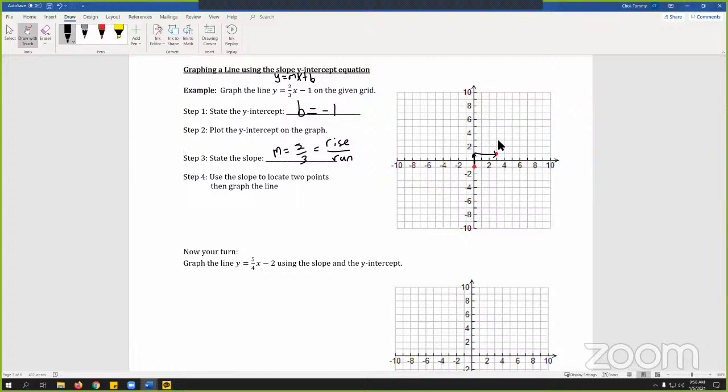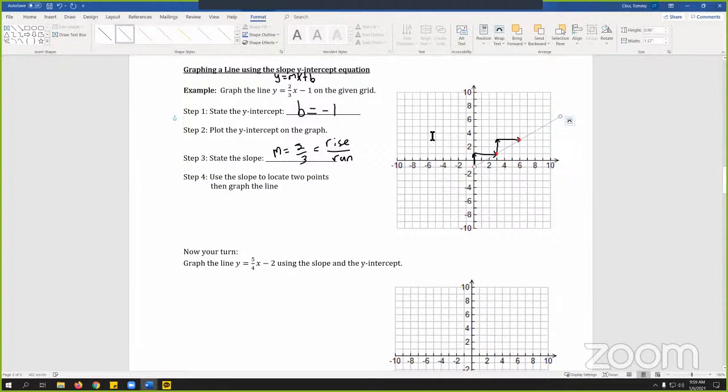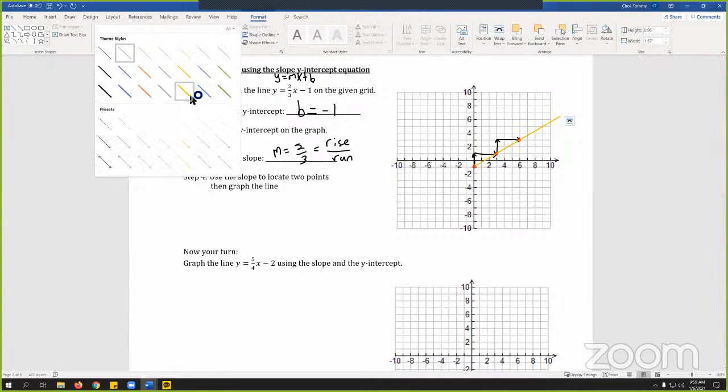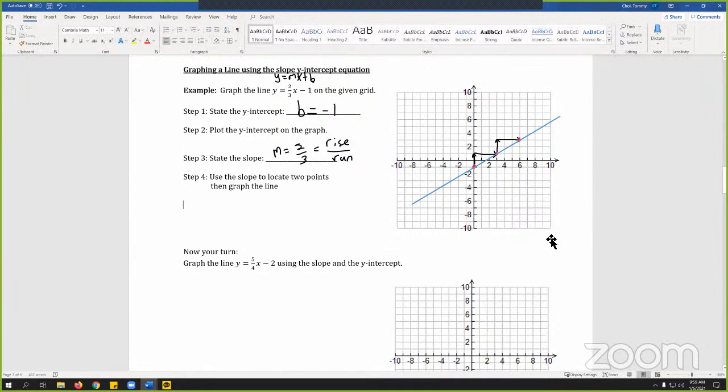And we do it one more time because we want at least 3 points on our graph. And we draw the next point there. Then we can connect it all with a straight line, just like that. And we can extend that line, and voila, there's our line of our graph. Okay, so that's the line for the equation.